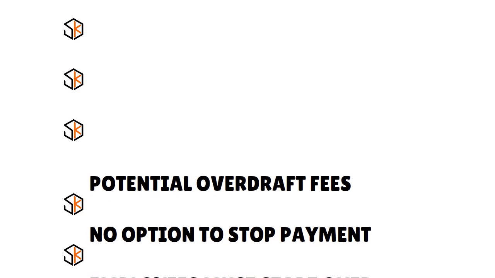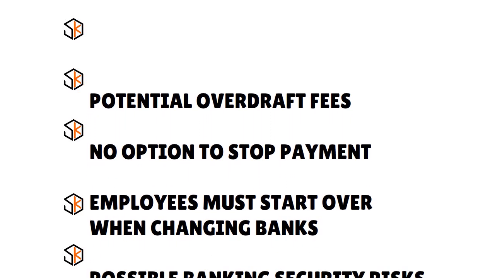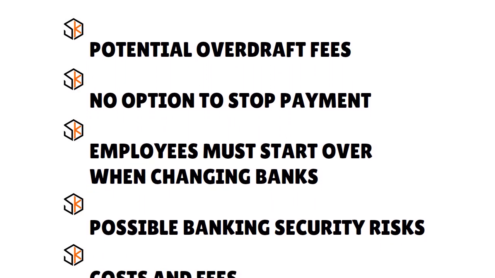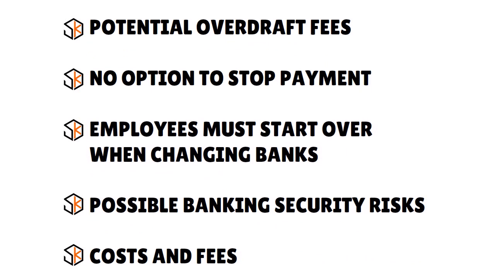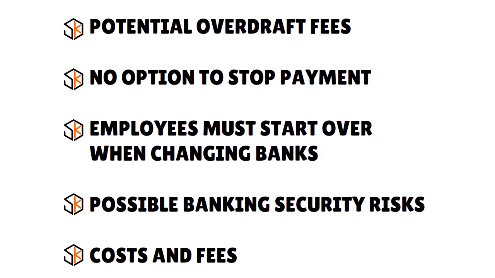For example, we have potential overdraft fees. So careful maintenance and upkeep of the payroll bank account or savings account is required to ensure adequate funds for each payment are present. Overdraft fees are always the responsibility of the payer, not the payee. So make sure that you set up an account and you fund that account regularly. And so there is no option to stop payments.